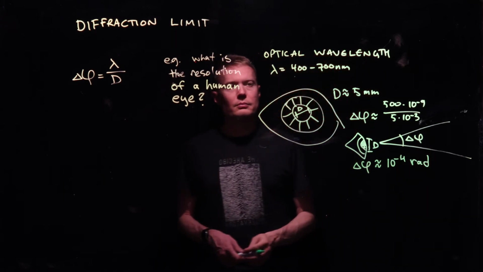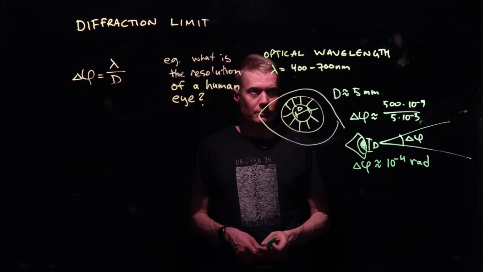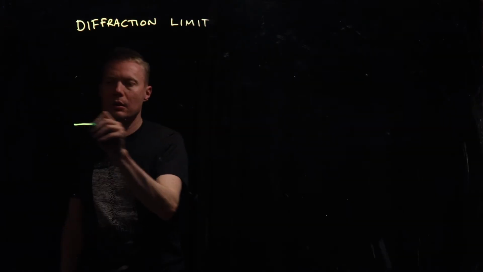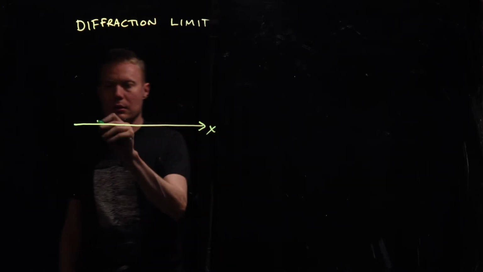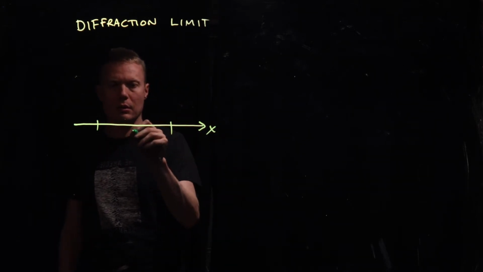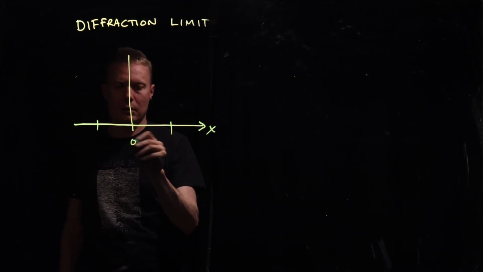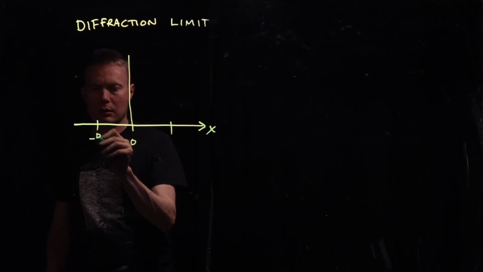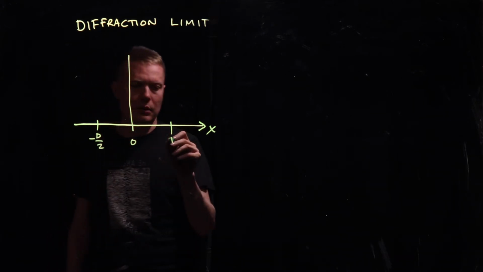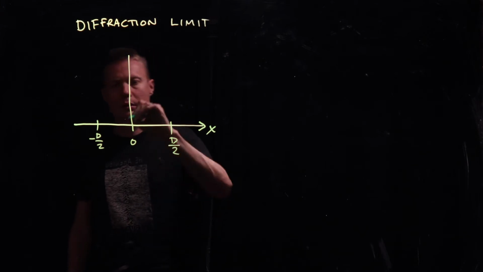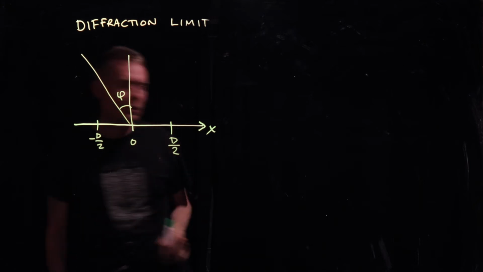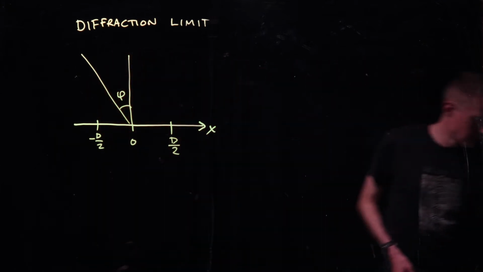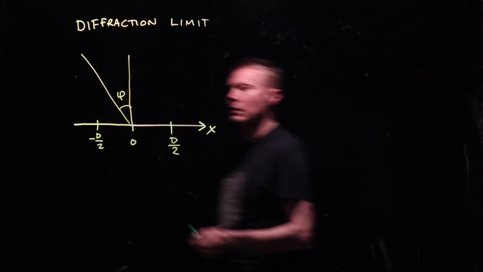But the question remains, how does one obtain this diffraction limit equation? We're going to simplify things to a bare minimum. Here is a one-dimensional model for an optical aperture. I'm going to assume that this aperture has a diameter of d. That means that it extends on the x-axis from minus d over 2 to d over 2. This aperture is observing electromagnetic waves, or light, from different angles indicated by phi.